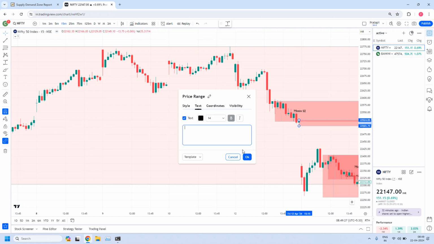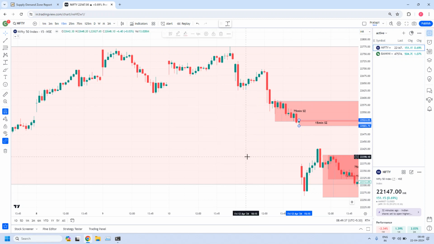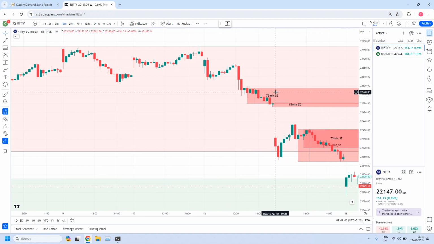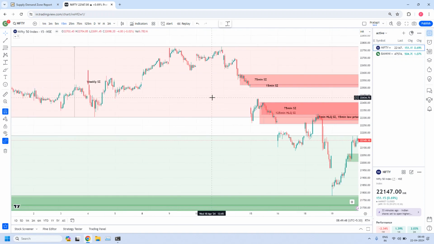This is a 15 minute supply zone. This is the 15 minute supply zone, fine-tuned at present. But see how it is fine-tuned. Most of this zone came out of this 75 minute zone. Anyway, this 75 is a normal zone, not even a high liquidity zone.